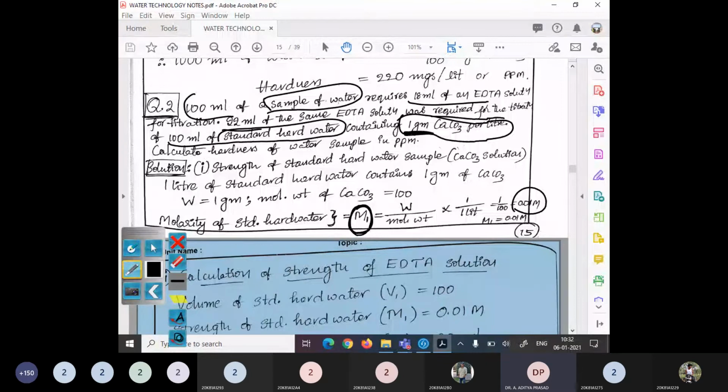Whatever we have done, let's write it on the whiteboard. This 1 gram is equal to 0.01 molarity. Do you agree with me or not? Yes, sir. 1 gram is equal to 0.01 molar. That is M1, which is identically equal to 100 ml of standard hard water. So 100 ml of standard hard water contains how much molarity of calcium carbonate? 0.01 molarity of calcium carbonate.